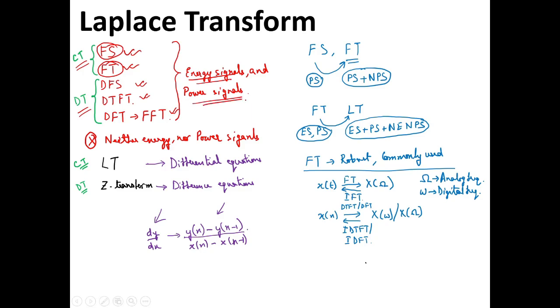However, all these transforms are not capable of analyzing signals that are neither energy nor power signals. So we have looked into the fact that there is a category of signals which is neither a power signal nor an energy signal. So what about these? How do we analyze this kind of signals?